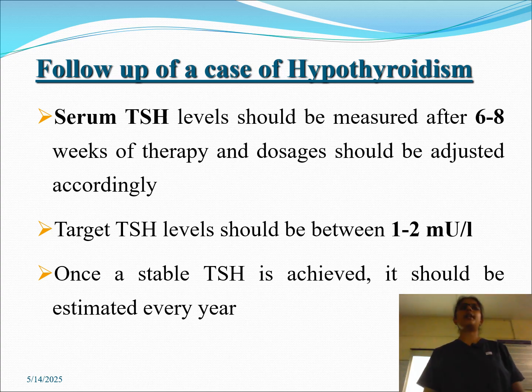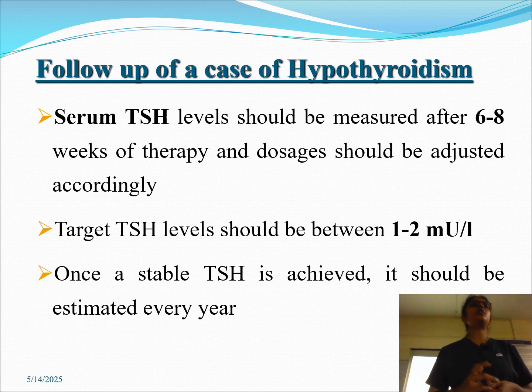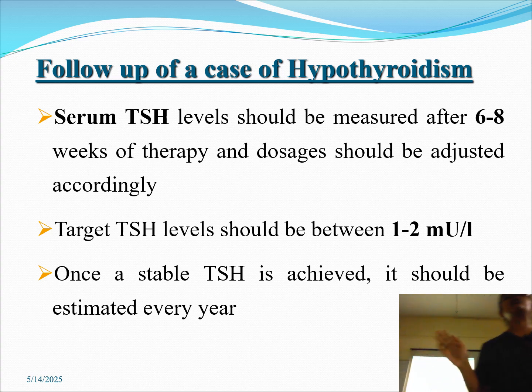In the follow-up of a hypothyroidism case, you should ask for the TSH level to be measured after 6 to 8 weeks, and the dosage should be adjusted accordingly. You should keep the target TSH at 1 to 2 microunit per liter. Once the TSH is stable, it should be estimated every year.